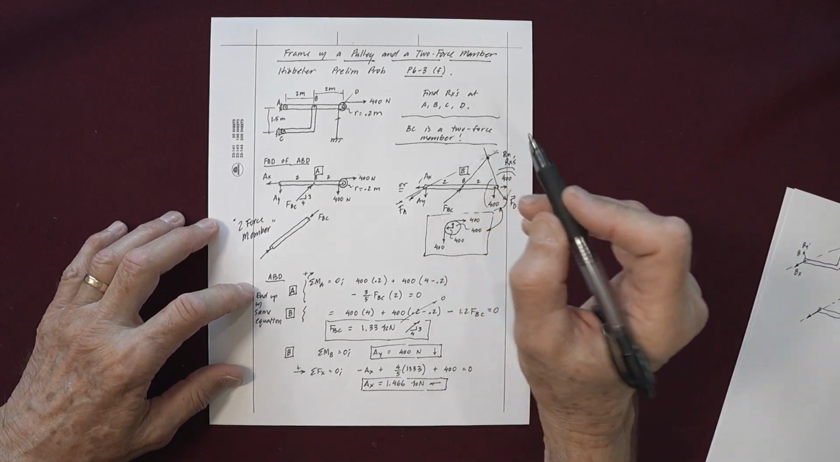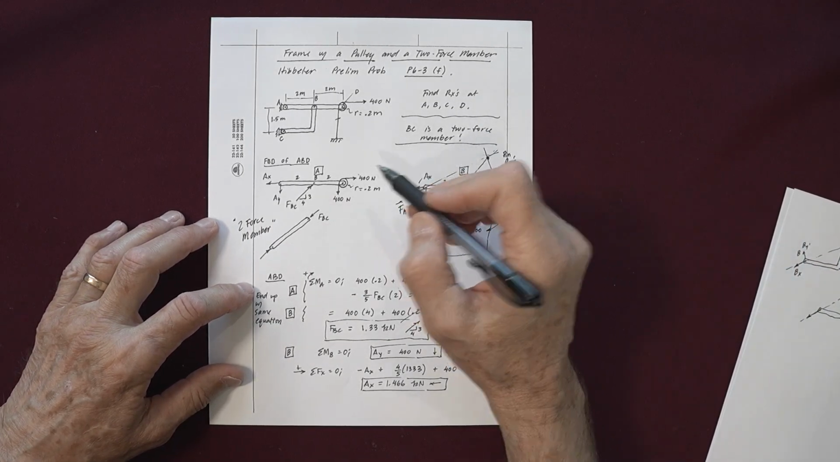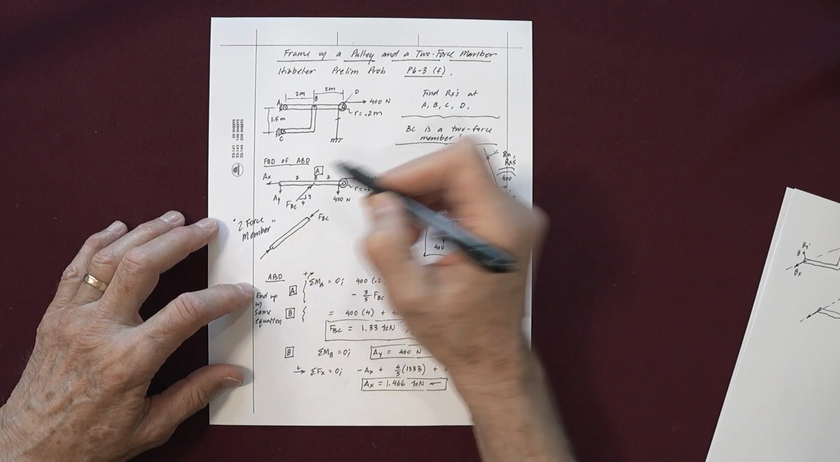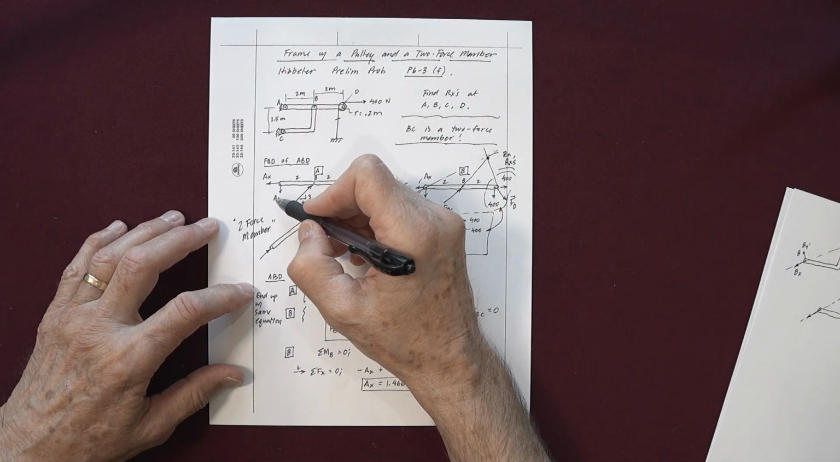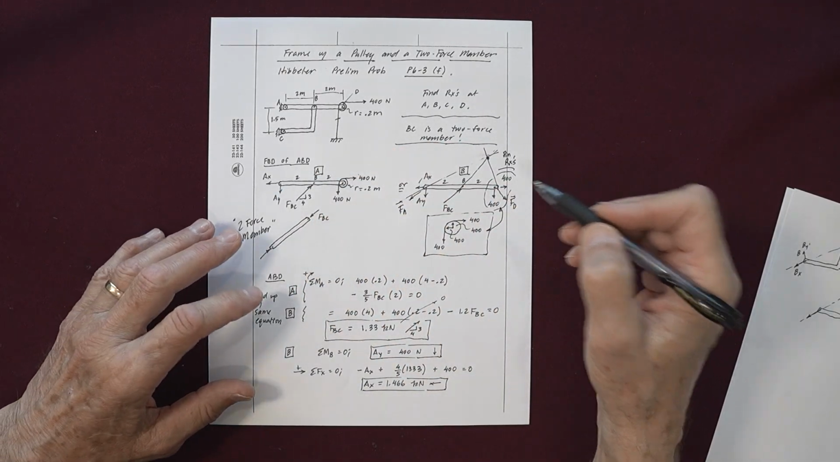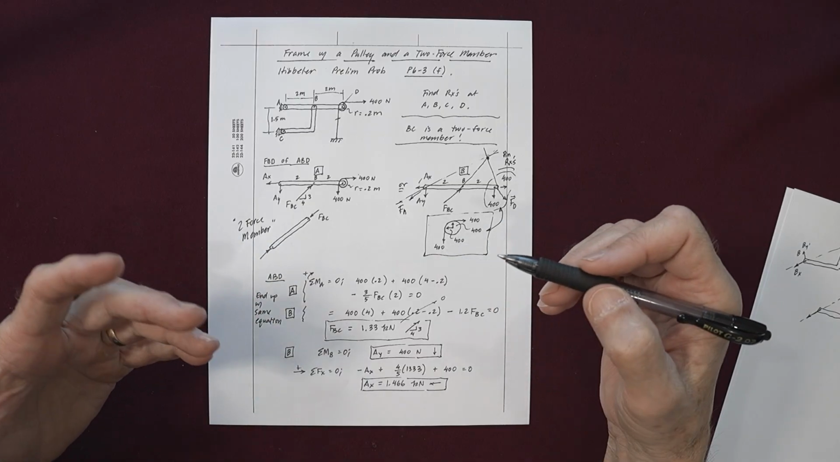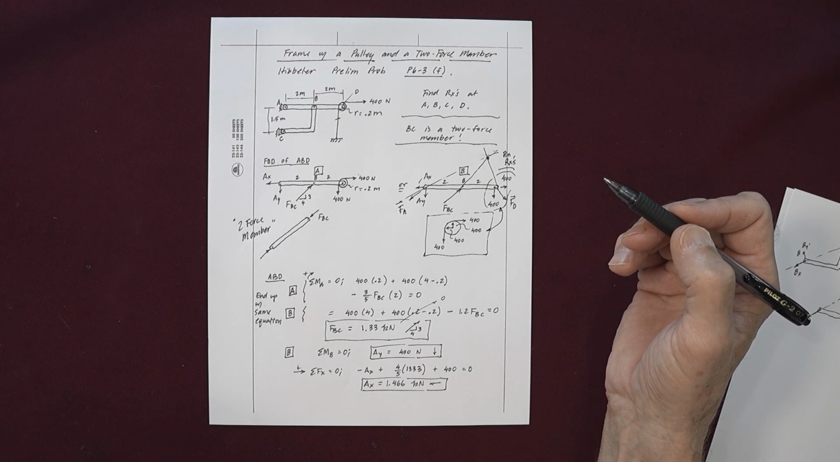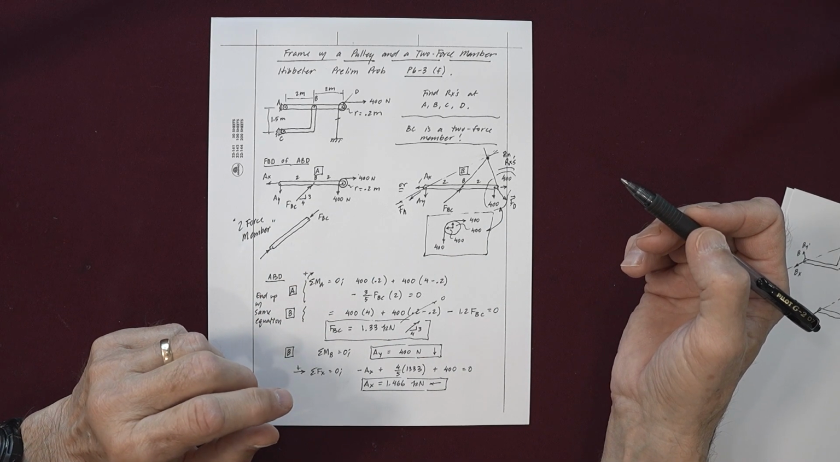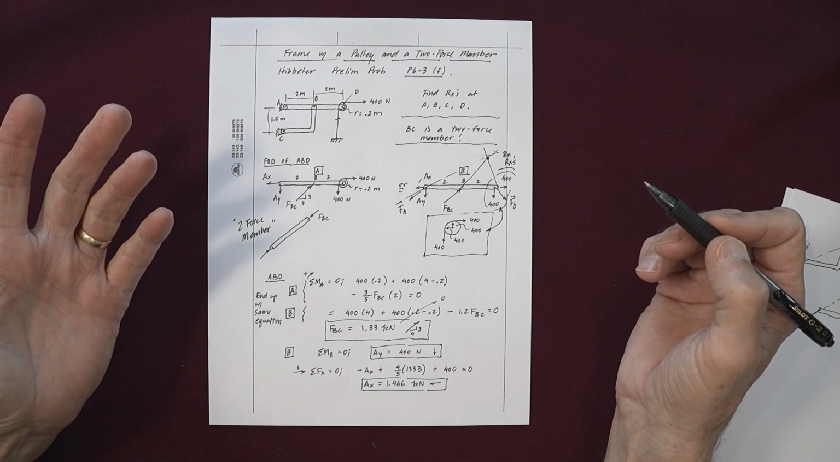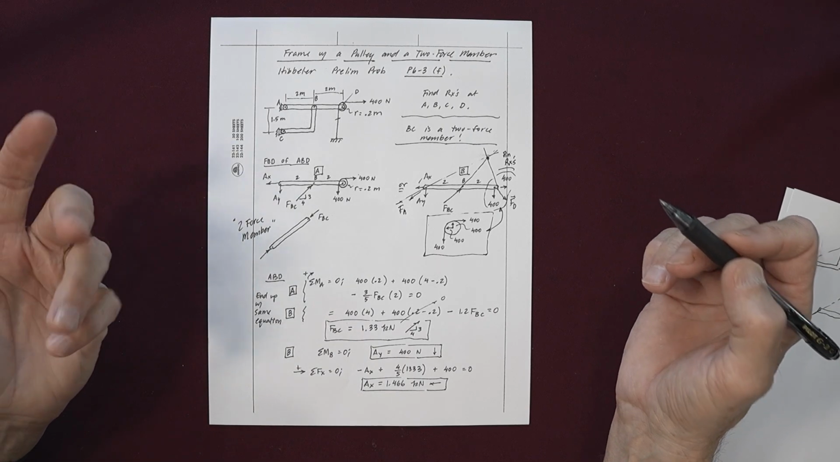Okay, one more thing I skipped over. So why did I draw AY down? Well, the reason I drew AY down is I like to think about these pin reactions as I work the problem, and I like to get them in the correct sense if I can. Some problems it's hard to intuit the correct sense, but sometimes it is.